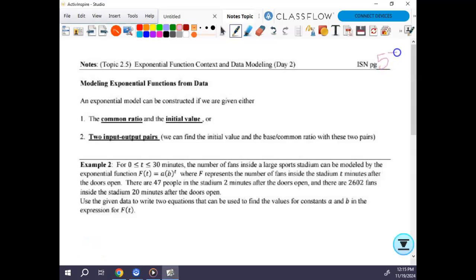Going on page 57 when we're done. So yesterday we did the non-calculator part of this. Today we are doing the calculator part of this.